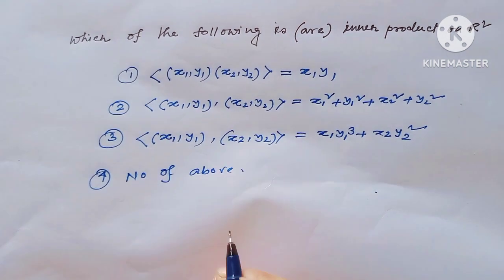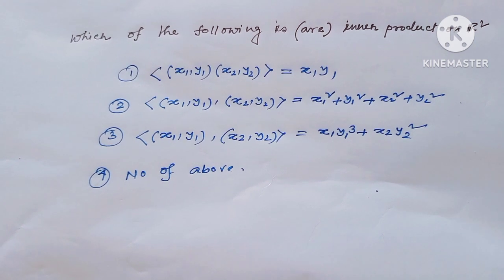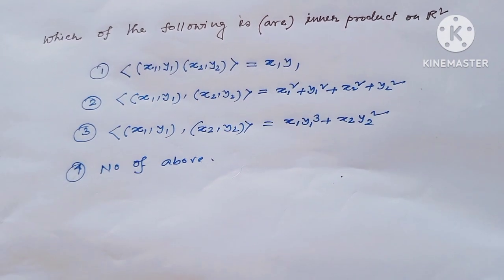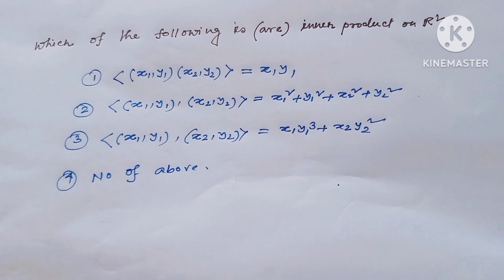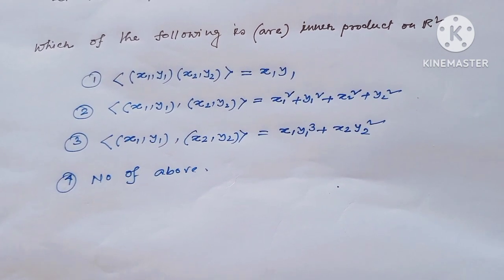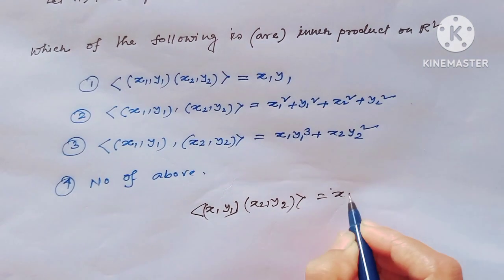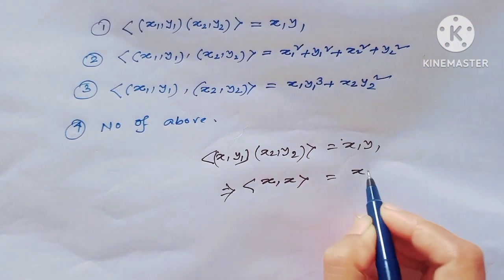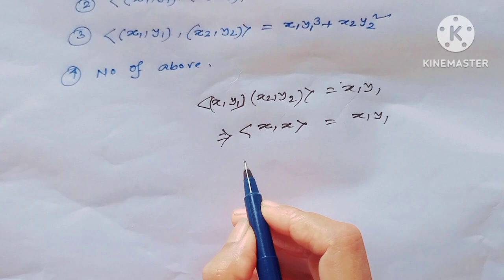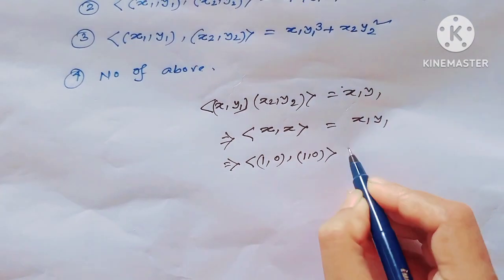Similar to the first option, I have told you many times: to check an inner product, at first check the positive definiteness. If there is no break in positive definiteness, then approach the further options. First, the inner product of (x1, y1) with (x2, y2) is given as x1 y1. Here I will use positive definiteness. That means x with itself would obviously be x1 y1, and if we consider the vector (1, 0) with the vector (1, 0), this value would be 0.